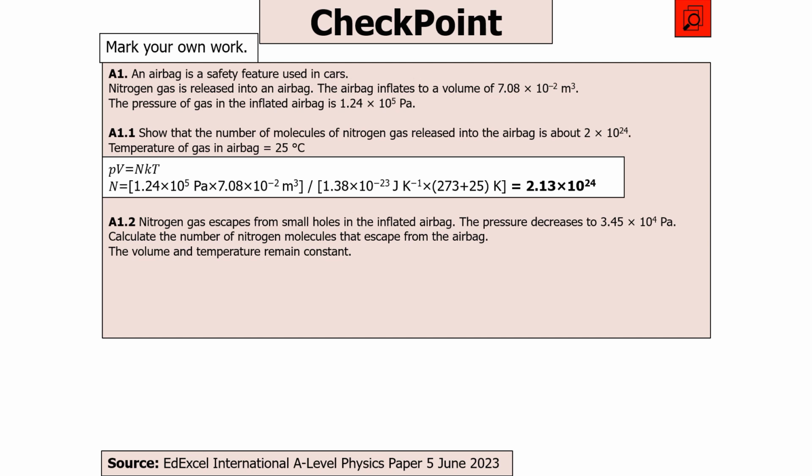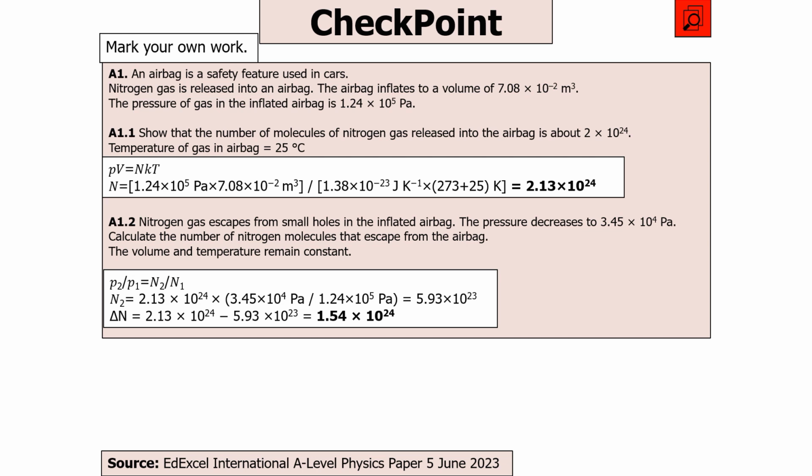We can therefore say for this next question that because we know the volume and temperature remain constant, well then the pressure is directly proportional to the number of nitrogen molecules in the bag. So therefore P2 over P1 equals N2 over N1. So you can work out what N2 is, pop in all the values, and we get N2 to be 5.93 times 10 to the 23 is the number of molecules.